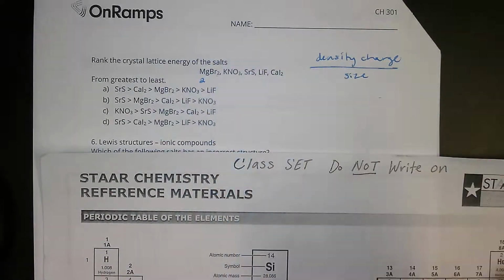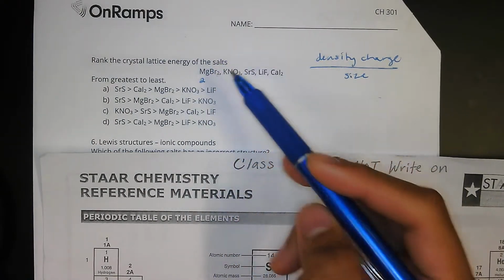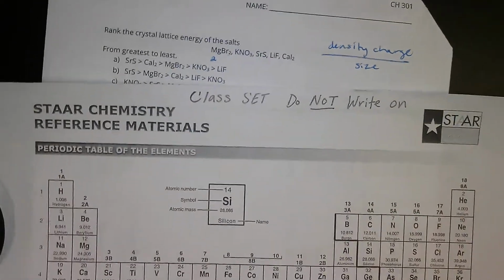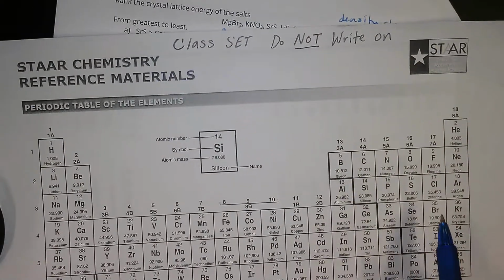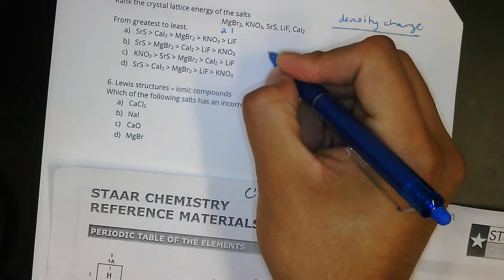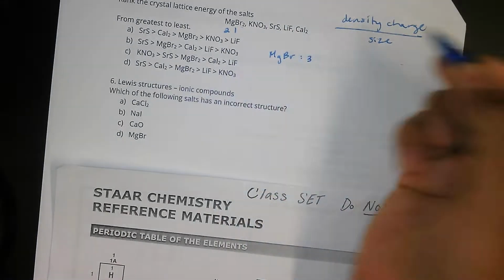So then for bromine, even though it has a subscript of 2 telling us that there's 2 bromines, you just have to worry about the charge of 1 bromine. You don't actually have to multiply times 2. So if I look for bromine, it's in group 7 over here, so it'll have a -1 charge, so I'll just give it a 1. So for magnesium bromide, my charge density is 3.